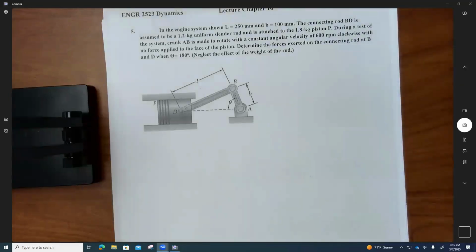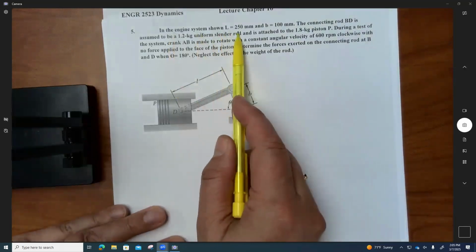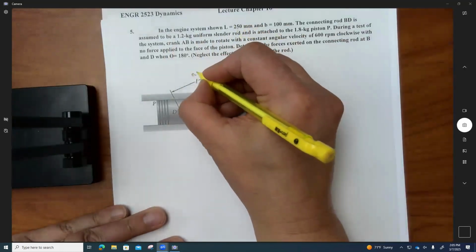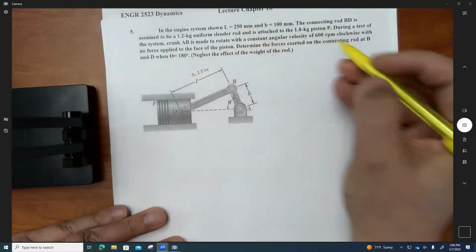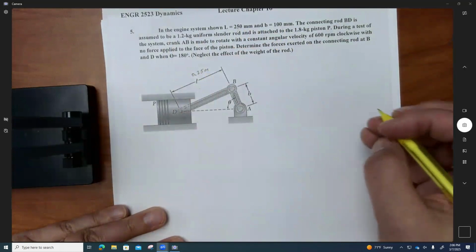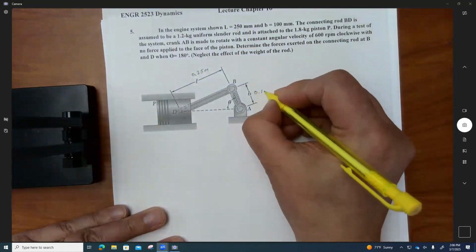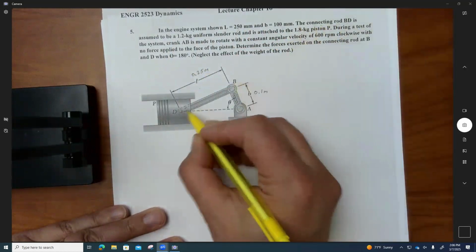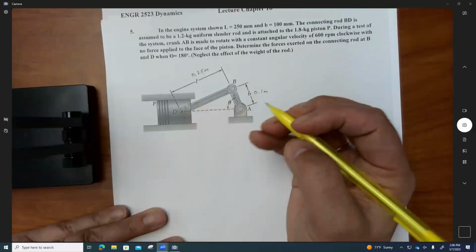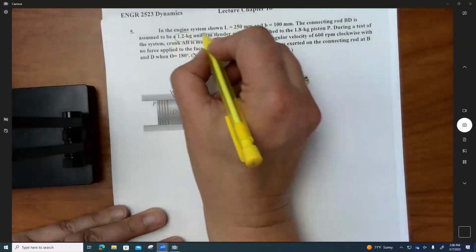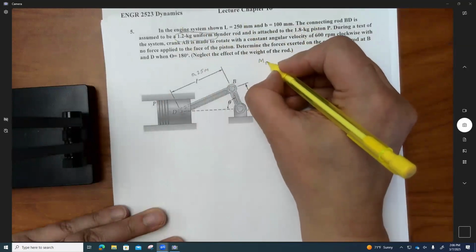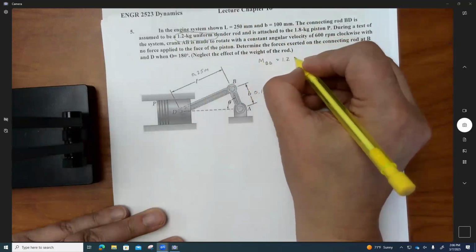Okay, here we are working a piston problem. In the engine system shown, L is equal to 250 millimeters, so 0.25 meters, and B is equal to 100 millimeters, 0.1 meters. The connecting rod BD, B to D, is assumed to be 1.2 kilograms. So the mass of BD is 1.2 kilograms.